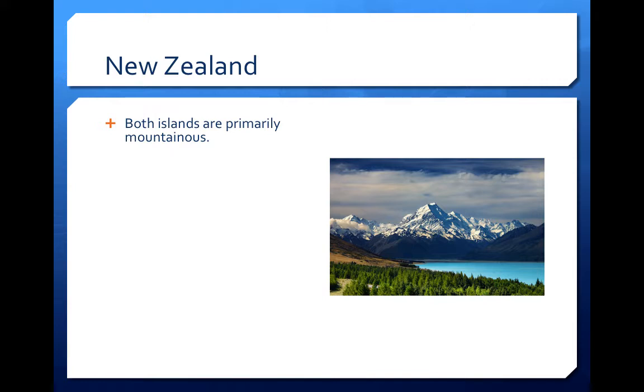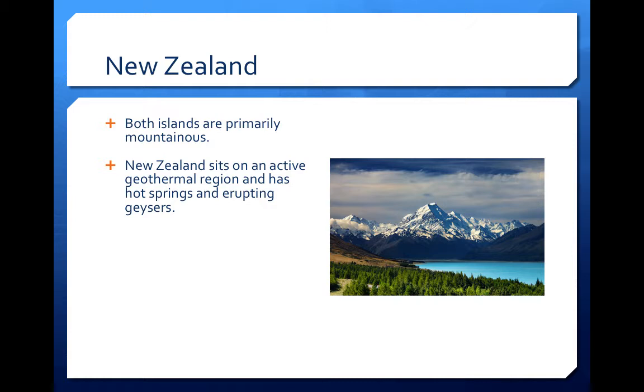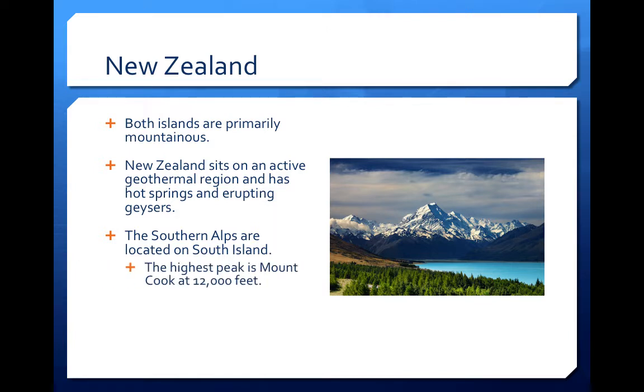Both islands are primarily mountainous. New Zealand sits on an active geothermal region and has hot springs and erupting geysers. The Southern Alps are located on the South Island. And the highest peak is Mount Cook at 12,000 feet. The mountains are capped by glaciers.